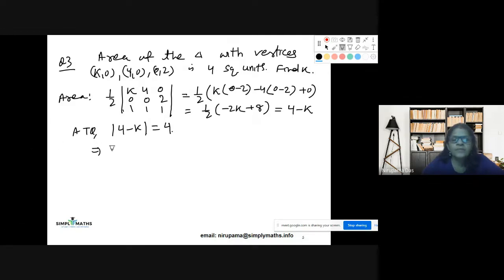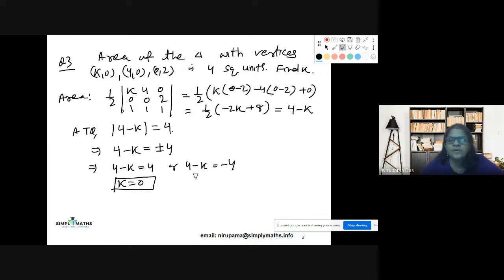Now, if you remove the mod, 4 minus k is plus or minus 4. It means 4 minus k equals 4 or 4 minus k equals minus 4. If 4 minus k is 4, k equals 0. If 4 minus k is minus 4, k equals 8. So we are getting two values of k, 0 and 8.